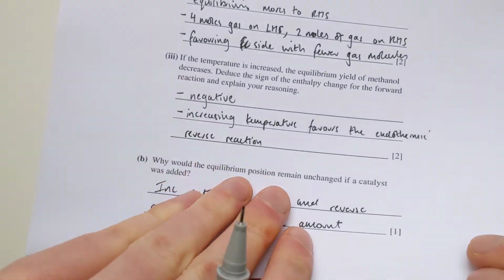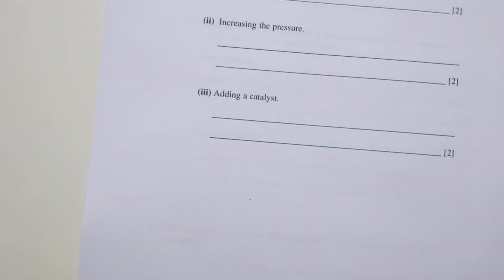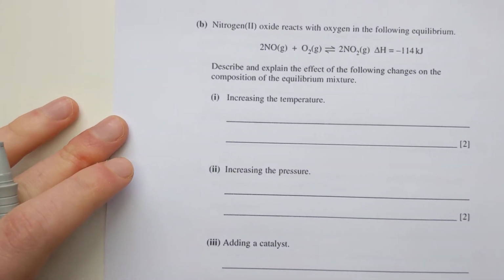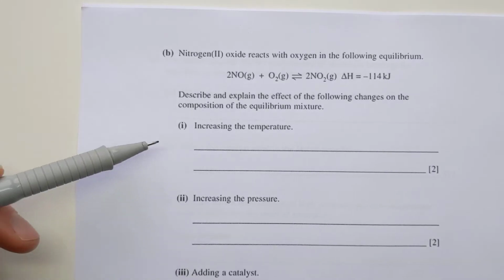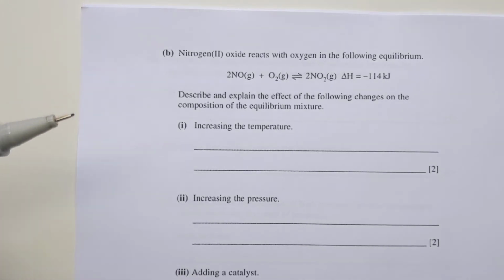Okay, on to the right hand side then. Slightly shorter question. You've got nitrogen monoxide reacting with oxygen at full equilibrium. Similar kind of setup to before. It's a bit more by the book, this one. It's just asking you to describe and explain the effect of these following changes. So first one's temperature. We're increasing the temperature of this equilibrium.